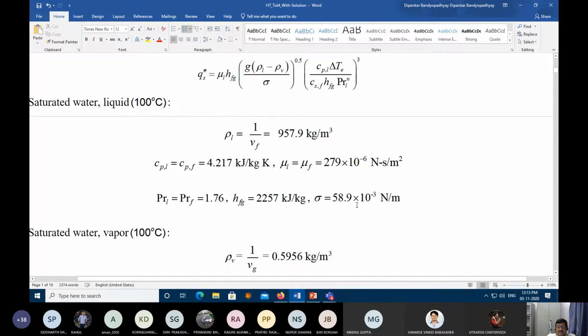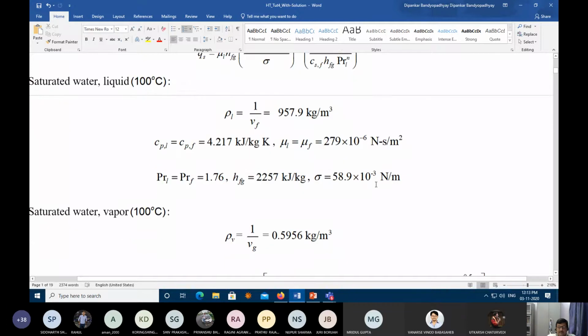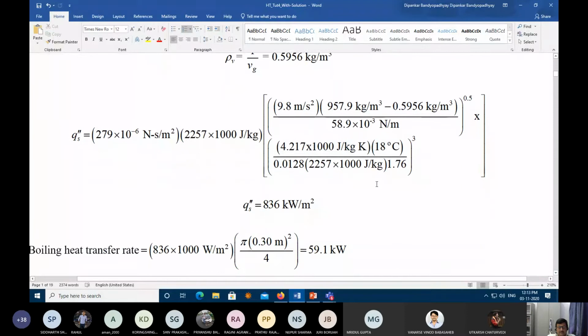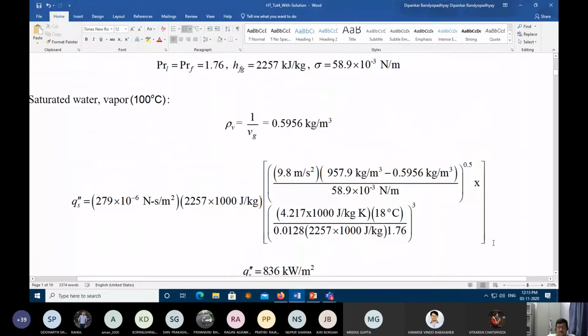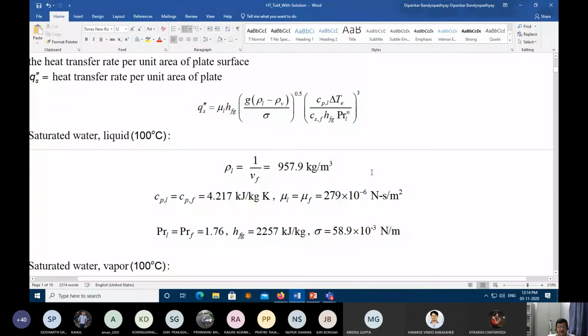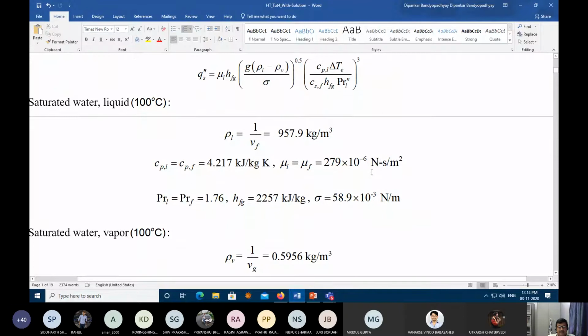Yes. Any answer? So I've given the numbers here. So you have mu L in pascal second. Mu L is 279 × 10⁻⁶. HFG how much? 2257 kilojoule per kg.